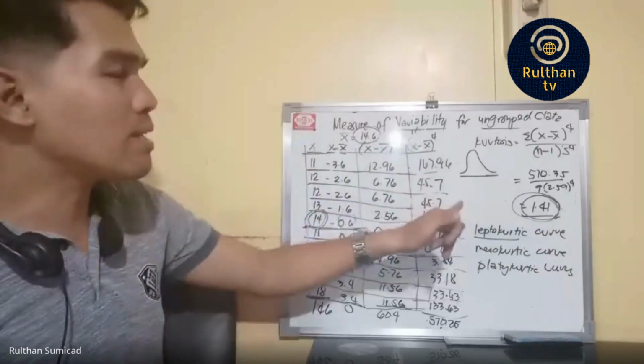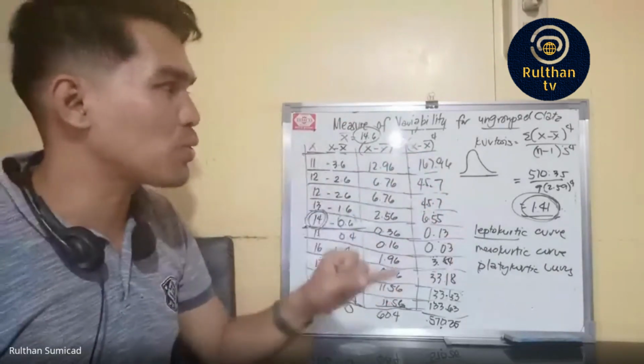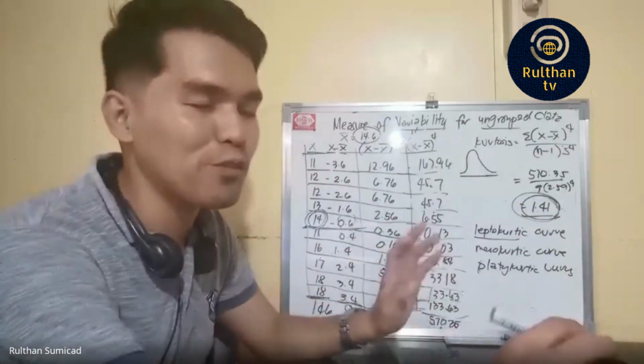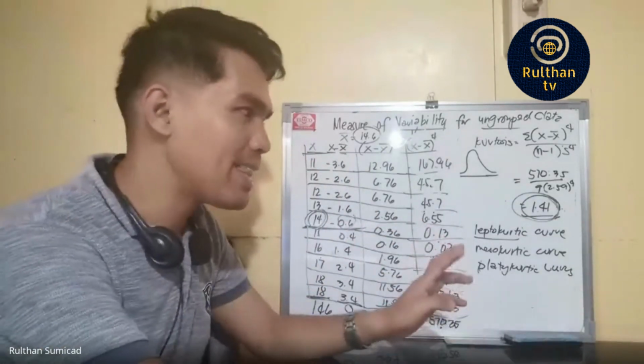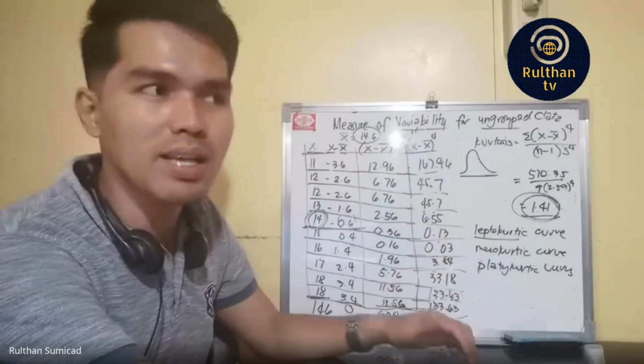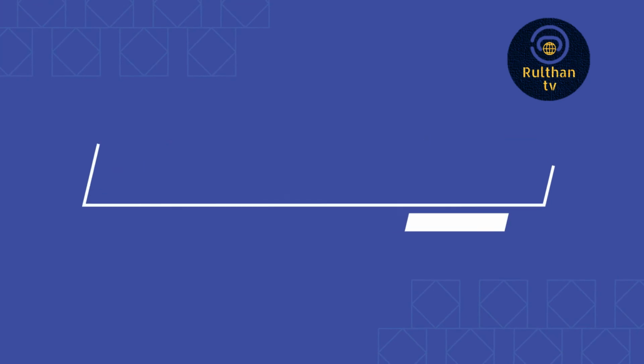So at least that's how we compute the kurtosis, skewness, variance, and standard deviation for ungrouped data sets, and at the same time the sample size or sample distribution.